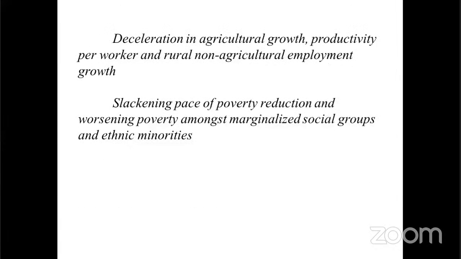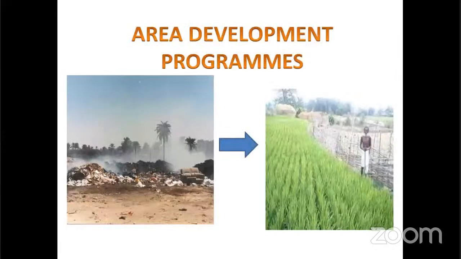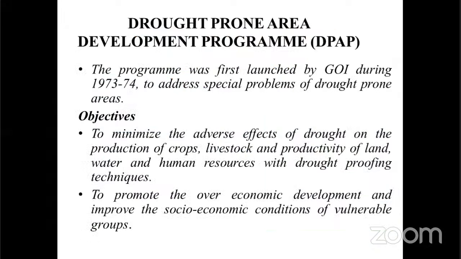Please remember this. Friends, I will share the PPT, don't worry. Next one is the area development programs. The Drought Prone Area Development Program was launched in 1973-74. Its main aim is building water conservation structures, water farms, and farm ponds. It will be useful to restore the water, so the drought prone area programs became popular.